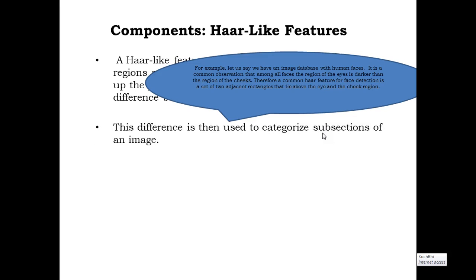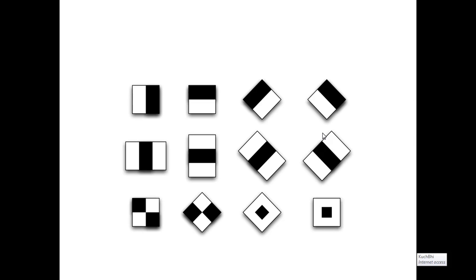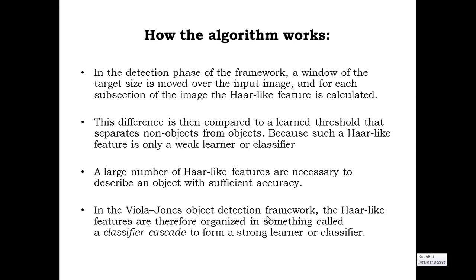Now, this difference is then used to categorize subsections of an image. The position of these rectangles is defined relative to a detection window that acts like a bounding box to the target object, the face in this case. As you can see in this figure, the differences can be between different features, say cheekbones, eyes, or nose. They are represented by these components, and we can use these components to describe the whole facial image.